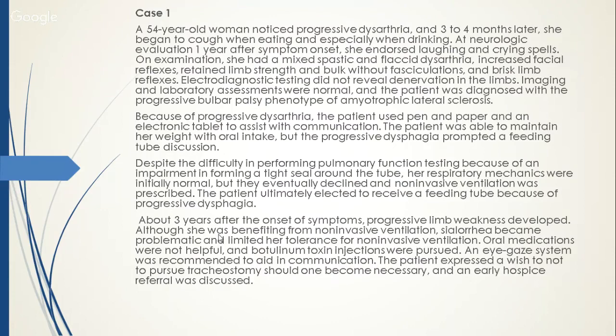About 3 years after the onset of symptoms, progressive limb weakness developed. Although she was benefiting from non-invasive ventilation, sialorrhea became problematic and limited her tolerance of it. Oral medications were not helpful, and Botox injections were pursued. An eye gaze system was recommended to aid in communication. The patient expressed a wish to not pursue tracheostomy should one become necessary, and early hospice was discussed.